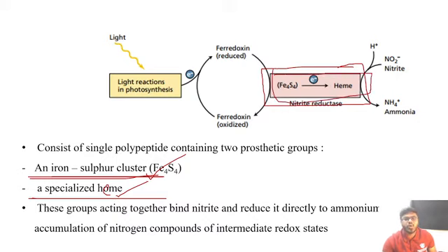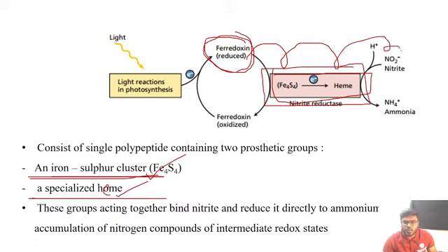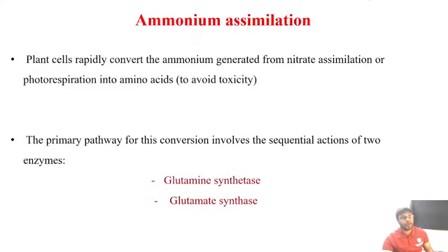And friends, who is the electron donor? Once again, undoubtedly my friends, the electron donor will be ferredoxin. So ferredoxin will donate electrons to the iron sulfur cluster, to heme, heme to NO2, and NO2 is getting reduced to NH4 plus. Okay, now look into this, Jayashree. Of course, whether it is NO3 or NO2, finally we converted into what?